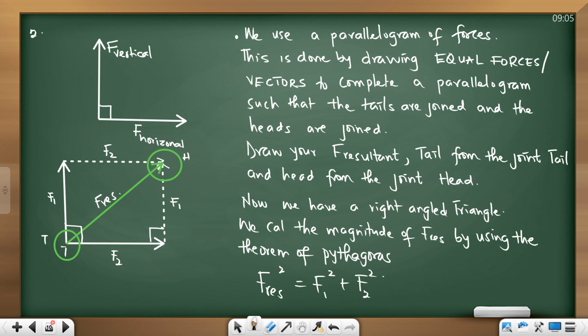Yes, Teboho, I have a parallelogram. That's how we call it, a parallelogram of forces.